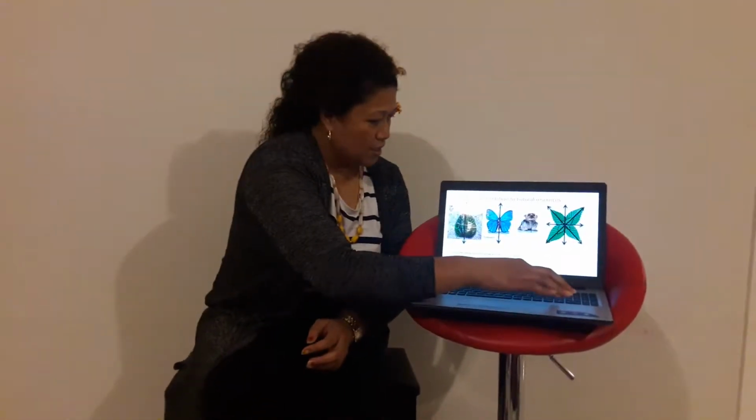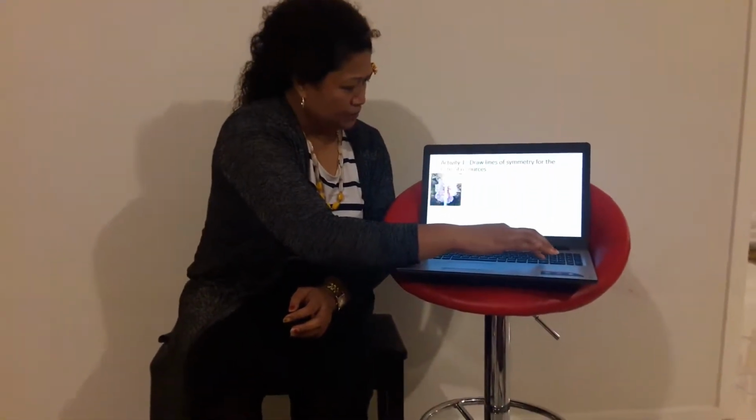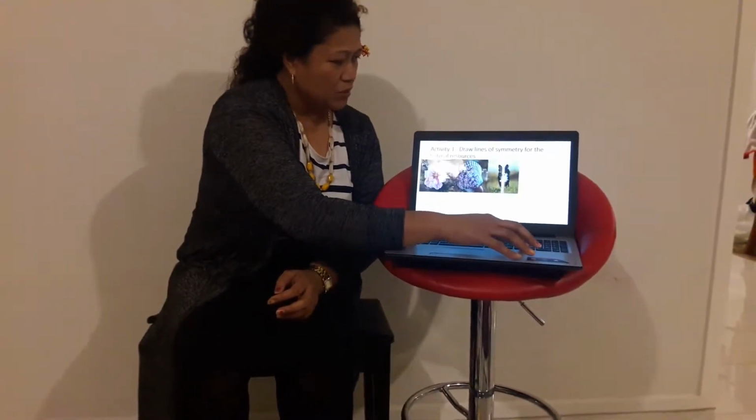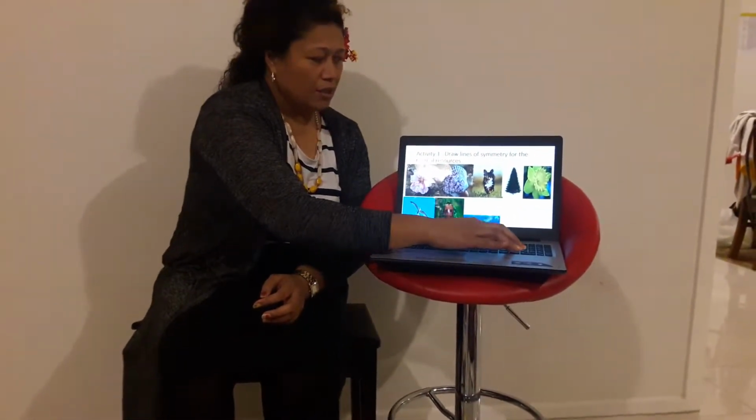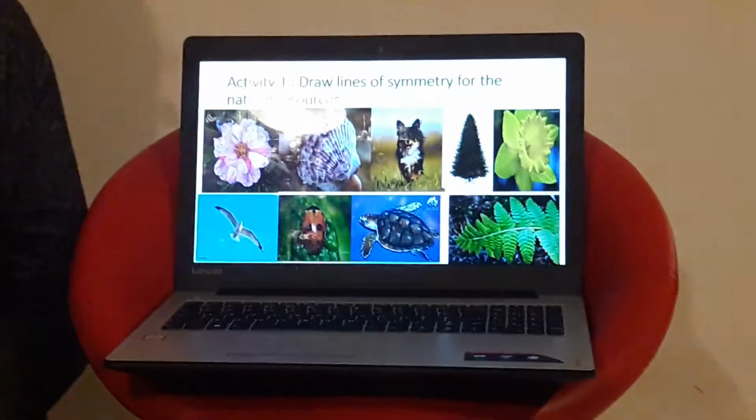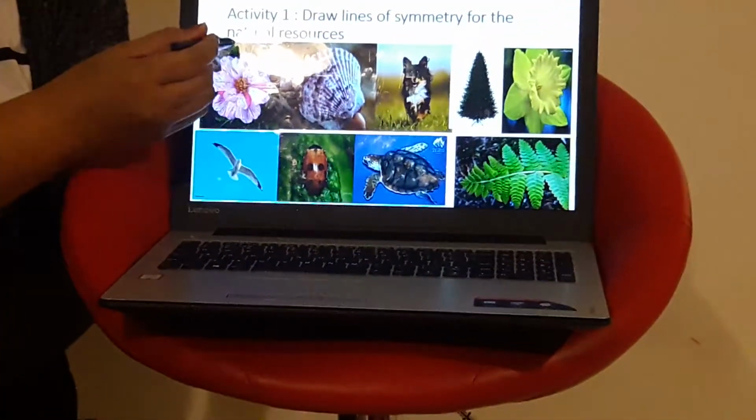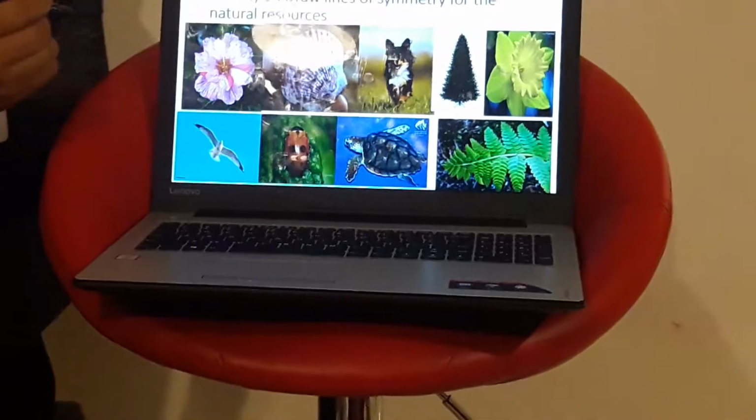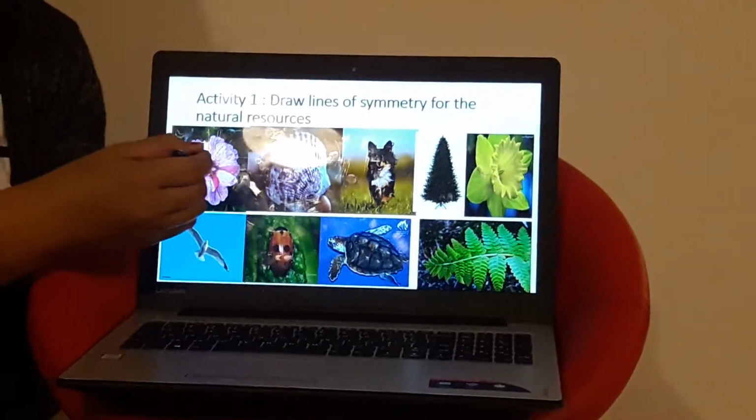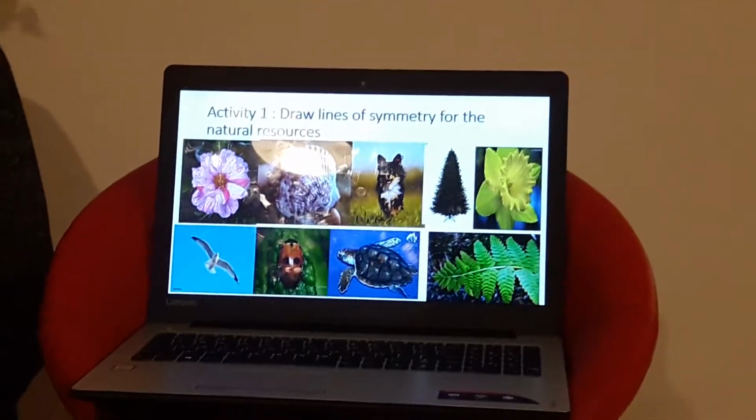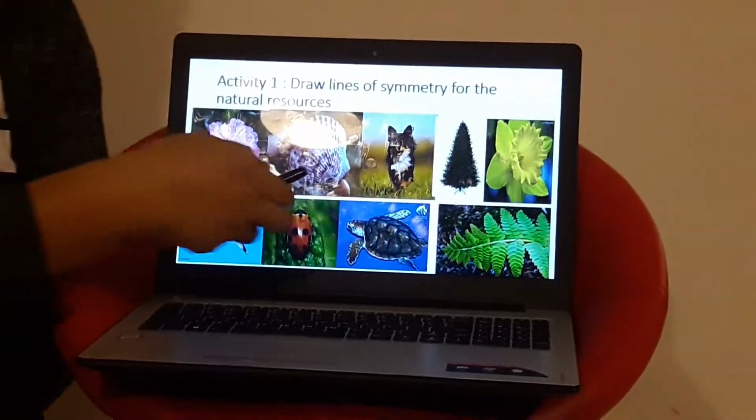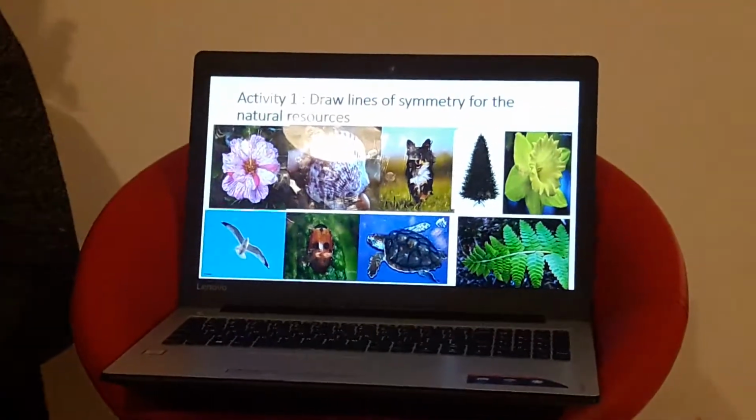So for children to understand more about symmetry, I will give out activities to do. First activity is, I will give out these natural resources, and then they will have to draw a line of symmetry. For example, this is a flower. So I will draw the vertical line of symmetry like this, and horizontal line of symmetry, so they will have more understanding. So they will do the rest. So that is one of the activities.